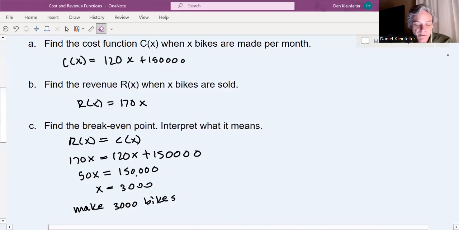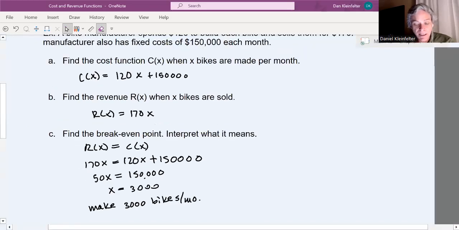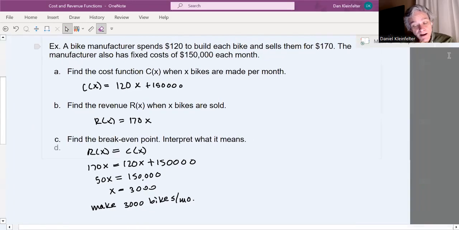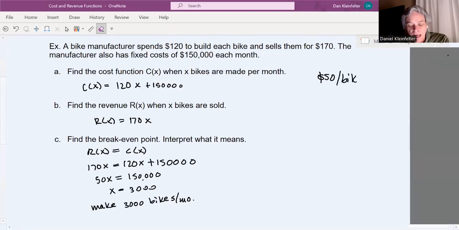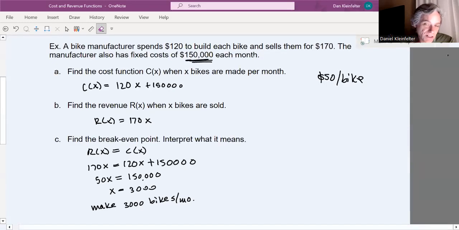And that 3,000 bikes per month will be enough basically to cover their fixed costs. So they're profiting on each bike. It's 170 minus 120. So they're profiting by $50 per bike. And so in order to cover that $150,000 of fixed cost per month, they need to sell 3,000 bikes per month in order to cover that $150,000 of fixed costs.